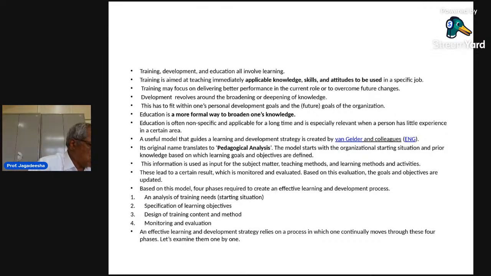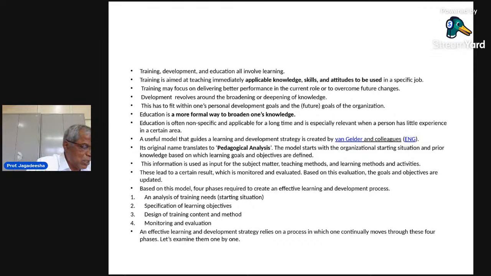And you know, when you talk about learning, there are four phases to create effective learning. In order to ensure effective learning development, you will be seeing four different processes. The very first one is an analysis of the training need. You must find out why training is to be conducted. If you want to learn something, you must make sure whether you require training.